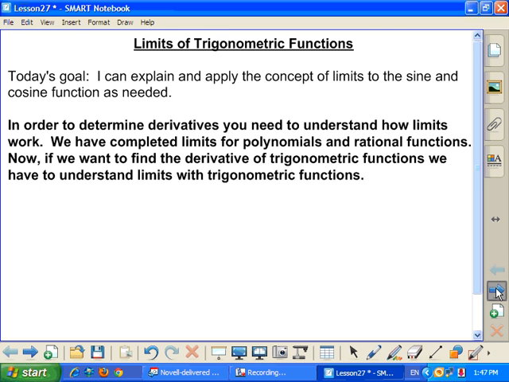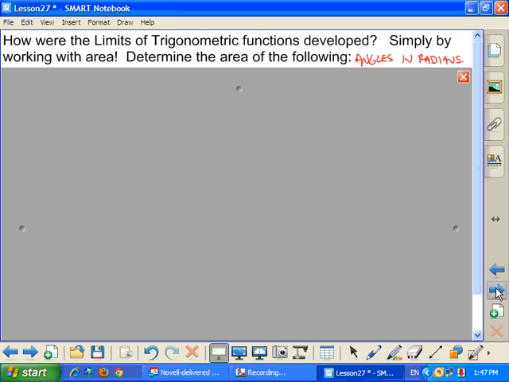Today I'm going to show you how the primary trig limit was developed. Below here, copy the note as we go, and I'm going to talk about it. And keep in mind that all angles are in radians.